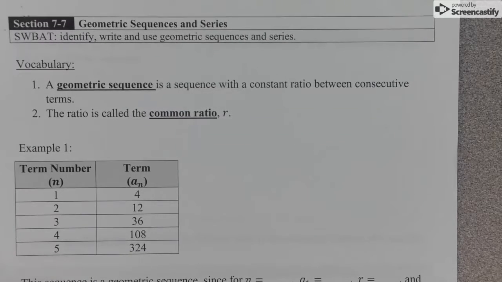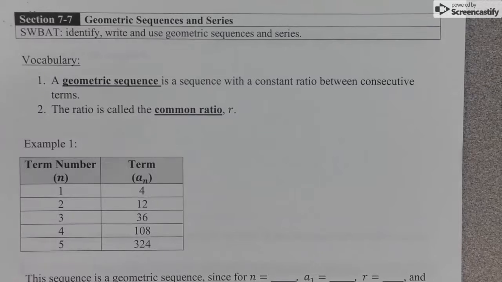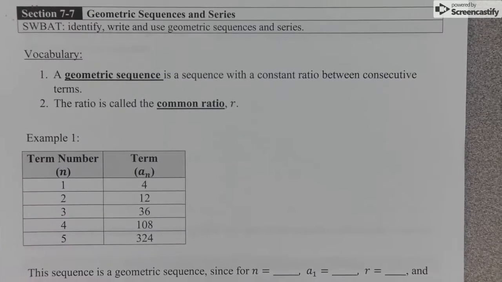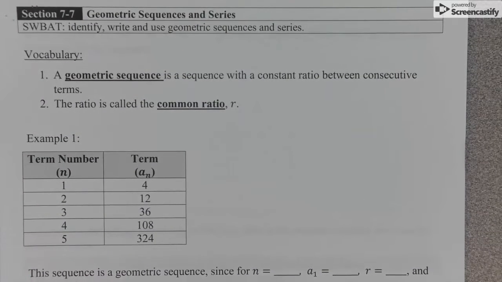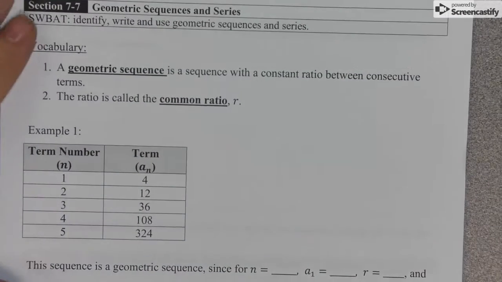So section 7.7 is called geometric sequences and series. Our goal is to be able to identify, write, and use geometric sequences and series. There is going to be some vocabulary mixed in throughout the notes, but just to give us a launching point, there's two definitions for us. A geometric sequence is a sequence with a constant ratio between two consecutive terms. That ratio is called the common ratio and is denoted by r.